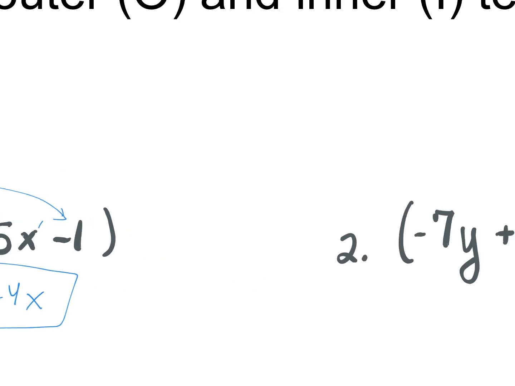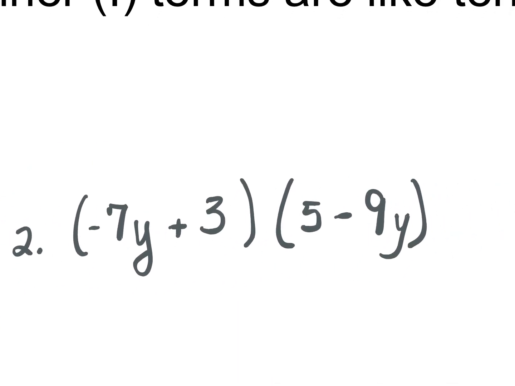All right, number 2. This is where we have to FOIL. Some of you are like, oh, FOIL. First, outer, inner, last. If you don't remember what FOIL stands for, that's okay. You're just distributing twice. We're going to take this negative 7y and distribute it to both things in the second parenthesis. What's negative 7y times 5? Negative 35y.